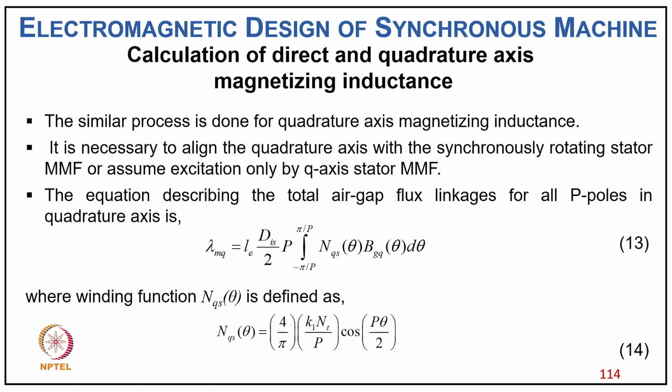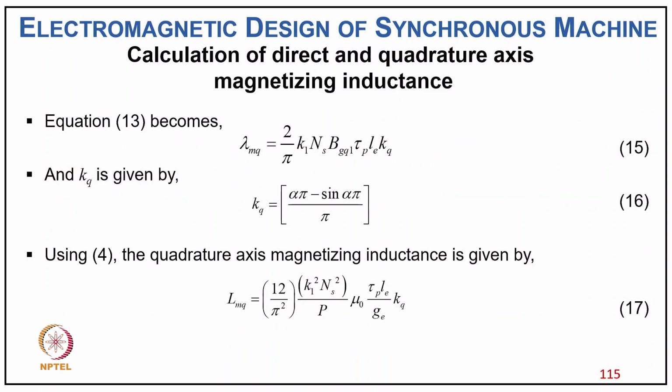The equation describing the total air gap flux linkage for all four in the quadrature axis is lambda q mq equal to le dis upon 2 p, integral from minus pi upon p to pi upon p, of n qs as a function of theta, bgd as a function of theta, into d theta, where the winding function n qs theta is defined as n qs theta equal to pi upon p, k1 nt upon p, cos p theta by 2.